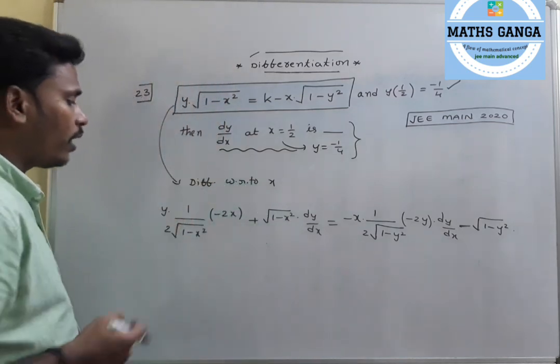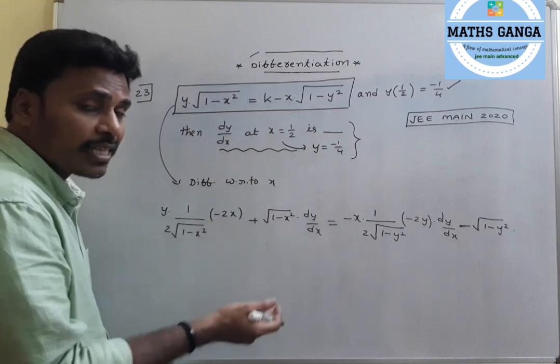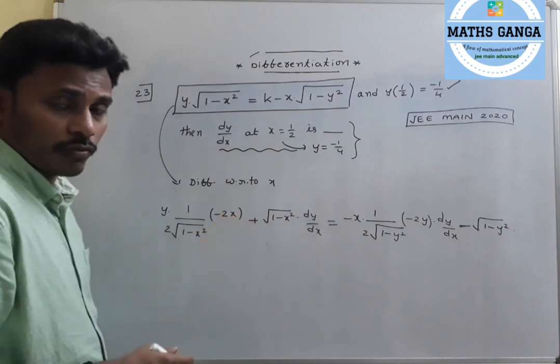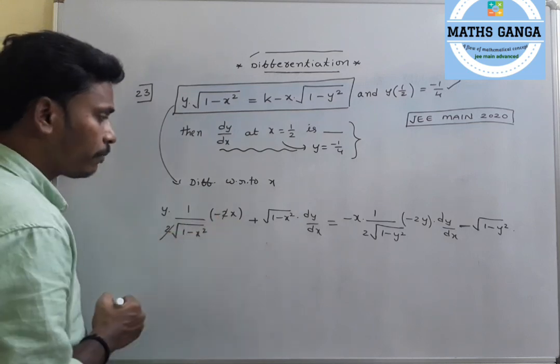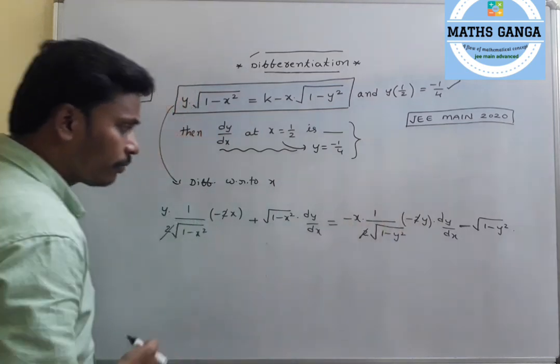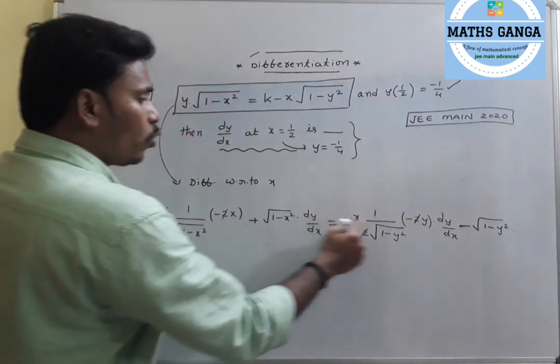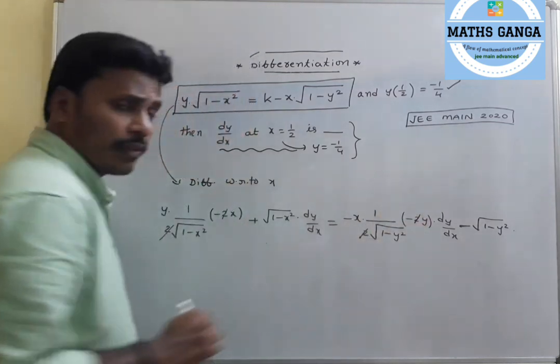Okay. Now finally we need to calculate dy by dx at this x is equal to 1 by 2 as well as at that y is equal to minus 1 by 4. We need to replace x and y with 1 by 2 and minus 1 by 4 so that we will get the answer. Okay. Here 2 and 2 get cancelled, right? Here also 2 and 2 get cancelled. So in two terms we have dy by dx.